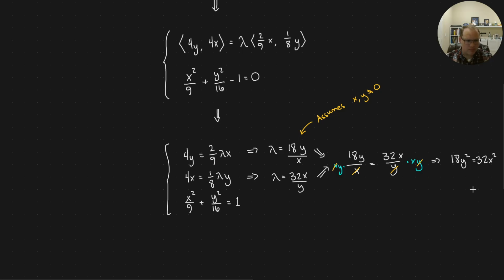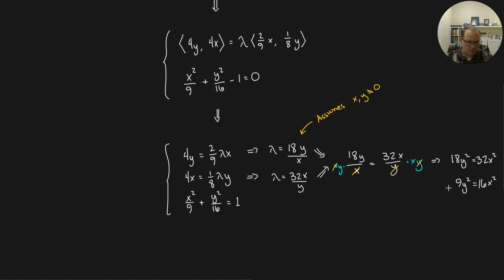Okay. Let's simplify as best we can here. What do 18 and 32 have in common? At the very least, they have a 2. So divide everything by 2. I get 9y squared equals 16x squared. And then if you're really clever, you'll notice that if I divide both sides by 9 and divide both sides by 16, I'll get something that'll work real nice with this equation of an ellipse.